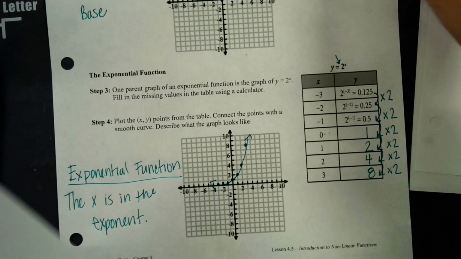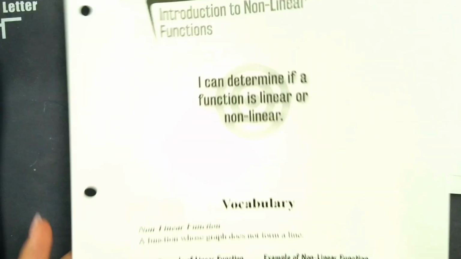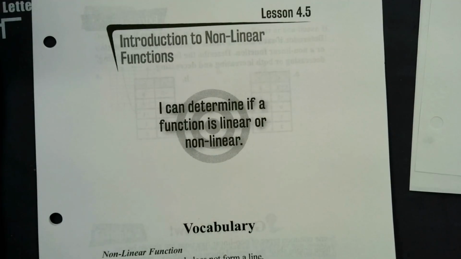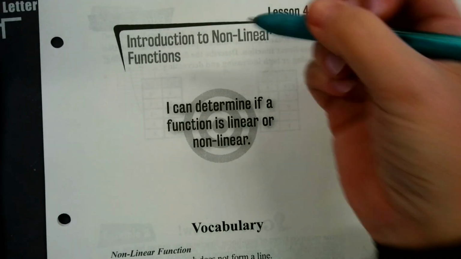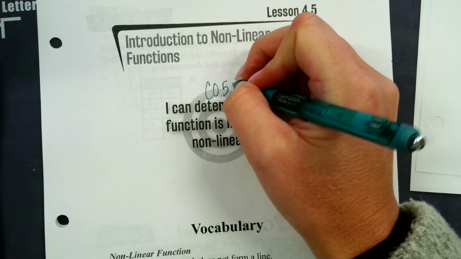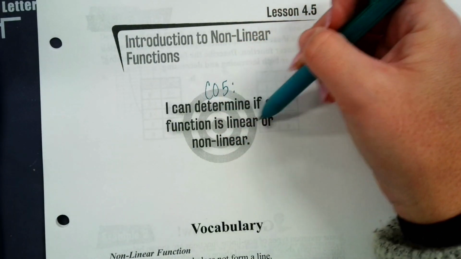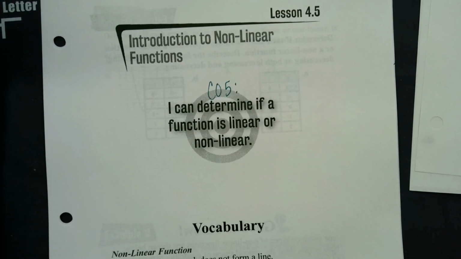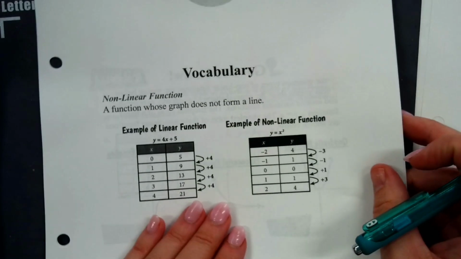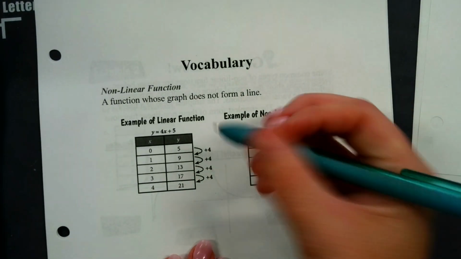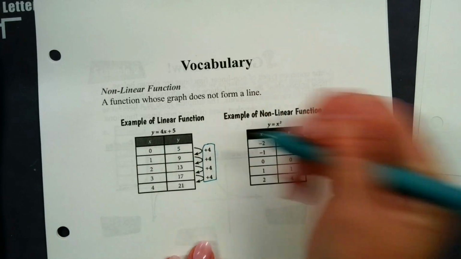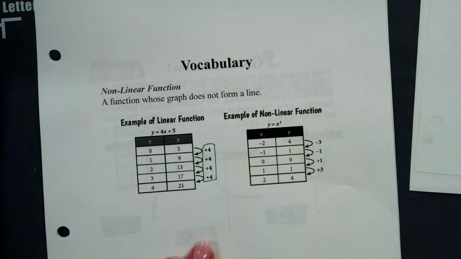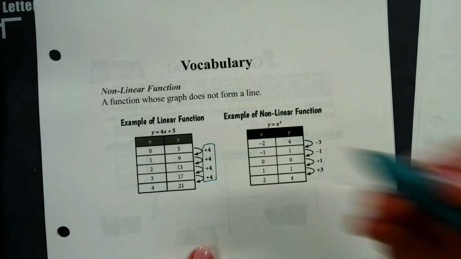Okay, let's talk about this. So just like I said before, today's CO5, I can determine if a function is linear or nonlinear. If it's nonlinear, you're going to have to tell me what it is. Okay, so let's take a look down here. Do you notice how this is saying all plus 4? Do you see that? Okay, if it's going at a constant rate like that, that is linear.